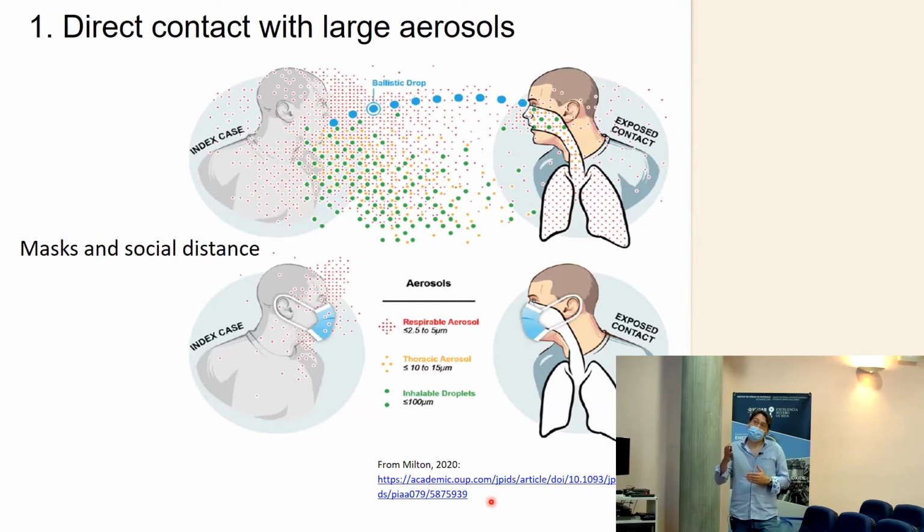And this is what we have been doing from the very beginning of the pandemic. So we cut this transmission path really fast. And we consider that nowadays, if everybody follows these mask and social distance protocols, this transmission should be almost null, okay?